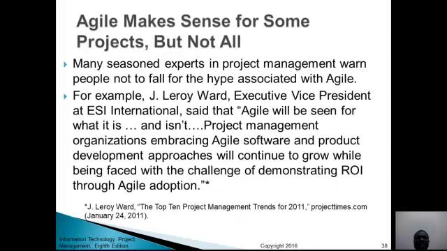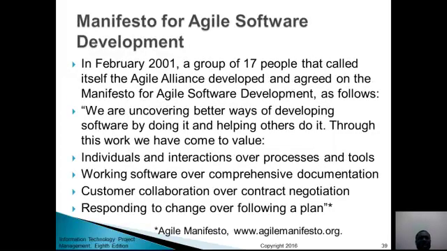And it makes sense for some projects, but not all of them. Okay. So many seasoned experts in project management want people not to fall for the hype associated with Agile. What's the reason? Because sometimes if you don't have your requirements, you can keep on evolving, and you wouldn't know the outcome of the project you are developing. And that can become a disadvantage. So that's a manifesto for Agile software development. Okay?